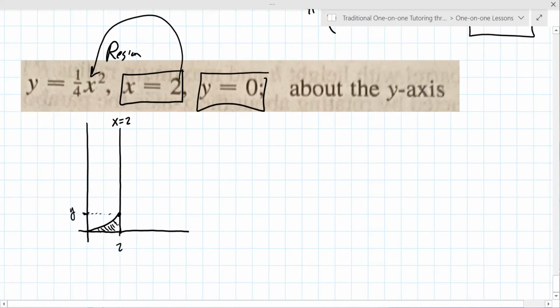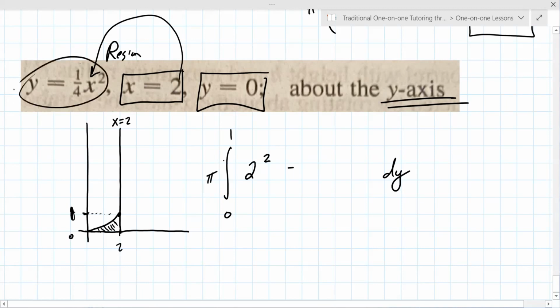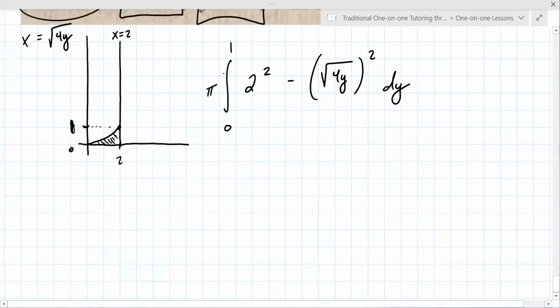But because it's bounded by y equals 0, it's this stuff down here. So then it's pi times the integral from 0 to 2. But it's about the y-axis this time, so it's from 0 to 1. And then big R this time is 2 minus 1/4 x squared, except it's an integral with respect to y, so you have to solve this for x. So if it was with respect to x, you would do from 0 to 2.